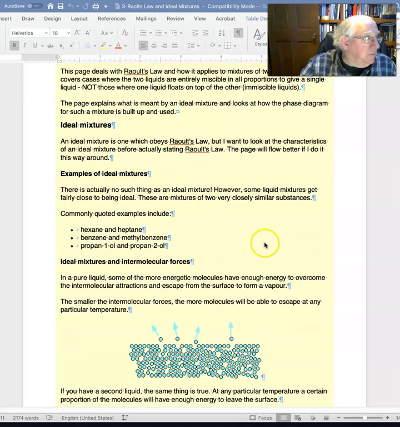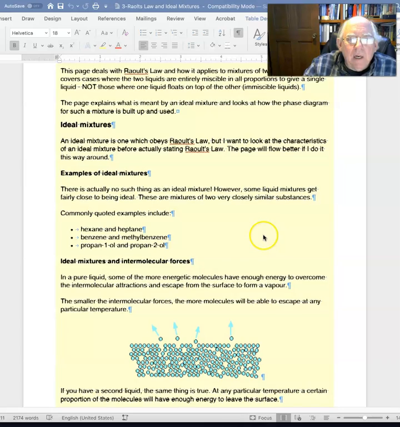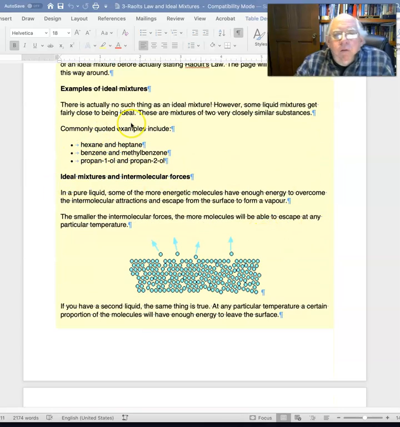Different examples of ideal mixtures are shown here, various types of liquids that are blended together. When you have any type of solution or mixture of different fluids, you have intermolecular forces acting, and basically the smaller the intermolecular force acting among the various liquid molecules, the more the molecules will be able to escape at any given temperature.